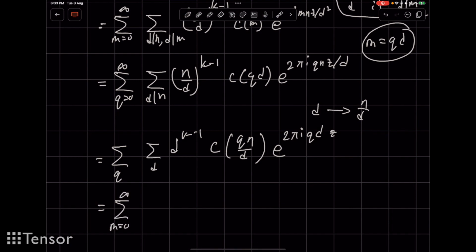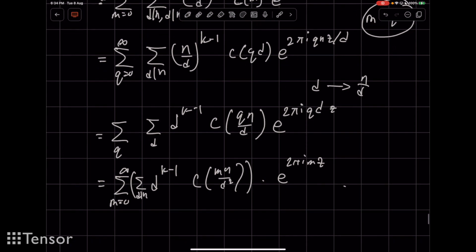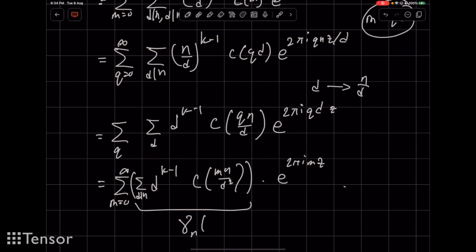Sum over m equals 0 to infinity, d to the k minus 1, then c of mn over d square. There is this sum, d divides n, times e to the 2 pi i mz. And this is precisely gamma n of m. So we have proved that if f has a Fourier expansion like this, then so does T_n f, and they are related like this.